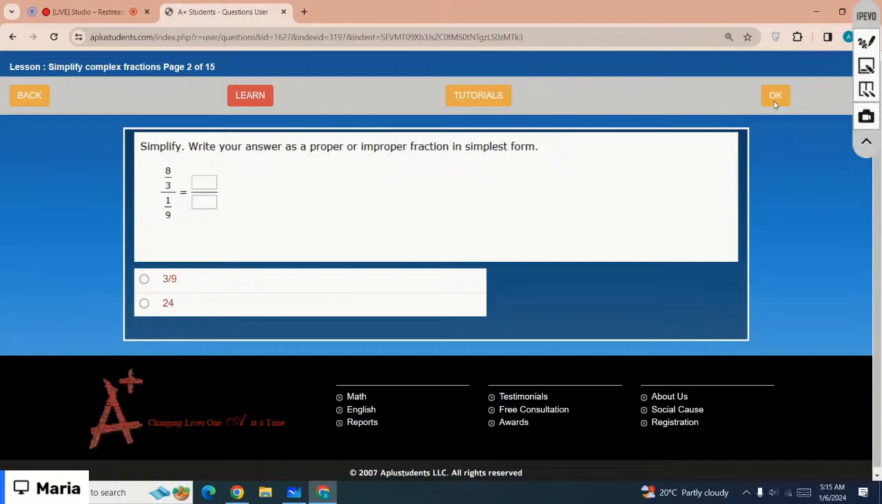Which is the correct option? Yes, the correct option is 24. Very good. Option number 2 is the correct option.